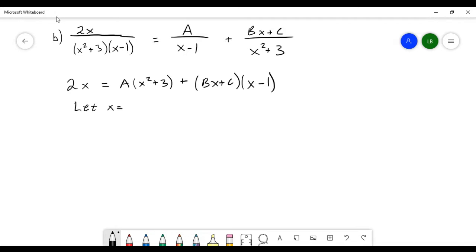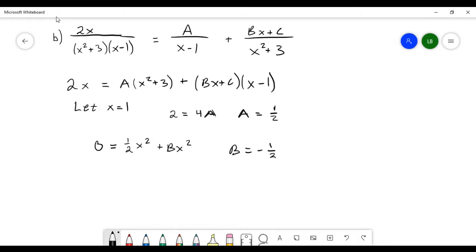Let's start by letting x equal to positive 1. Then 2 is equal to 4a, so a is equal to 1/2. Next, let's look at the x squared terms. Left-hand side, we have no x squared terms. Right-hand side, we have ax squared, so 1/2 x squared plus bx squared. So that tells us that b is negative 1/2.